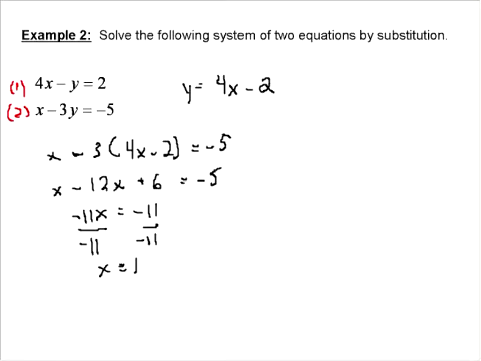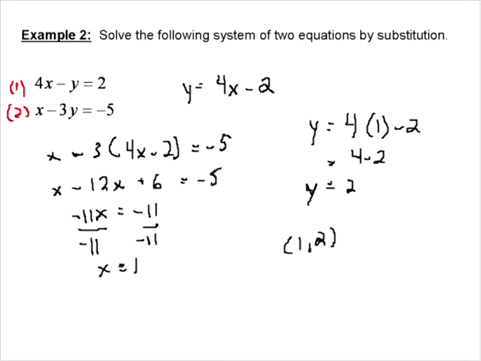Well, we take our x and we plug it back into this equation. y equals 4 times 1 minus 2. So 4 minus 2, so it's going to equal 2. So what's our answer? 1, 2. Now what we're going to do here is we can do a check, but these are really, really small numbers, so we can actually do the check orally.